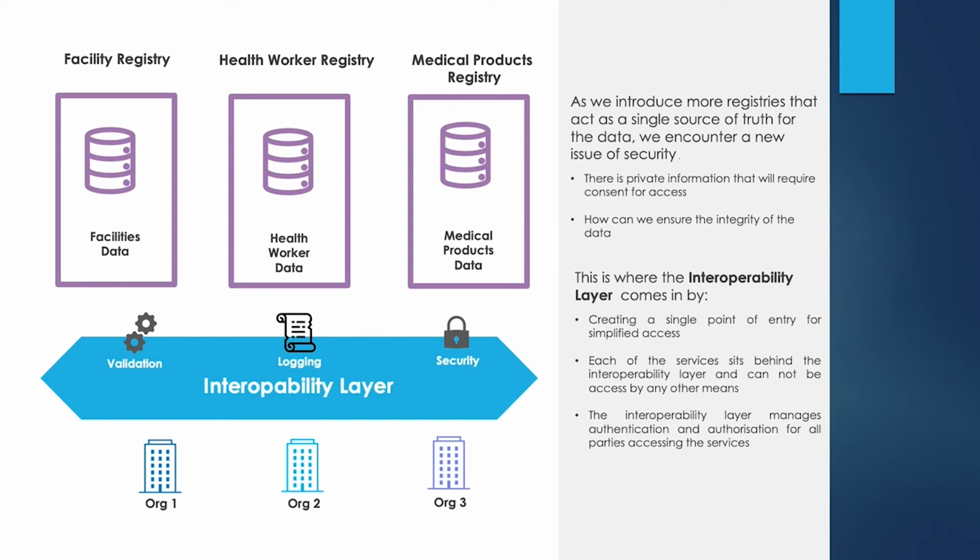But we soon run into some issues. These issues are mostly around security and ensuring the integrity of the data. This is where the interoperability layer comes in. The interoperability layer acts as a single point of entry and gatekeeper for the registries. Registries are only publicly accessible through the interoperability layer and cannot be accessed through any other means. The interoperability layer manages the authentication and authorization for all parties and will greatly simplify how security is managed when it comes to communicating sensitive data.